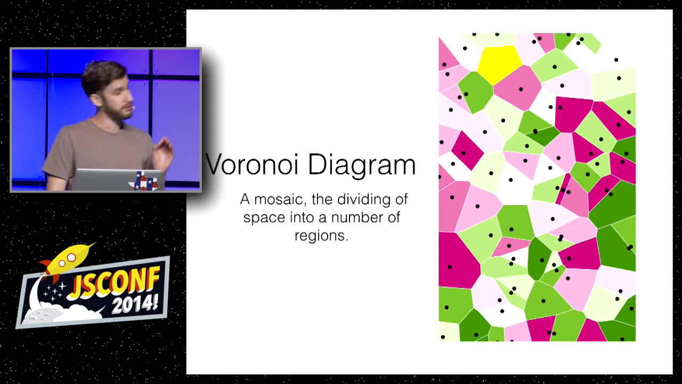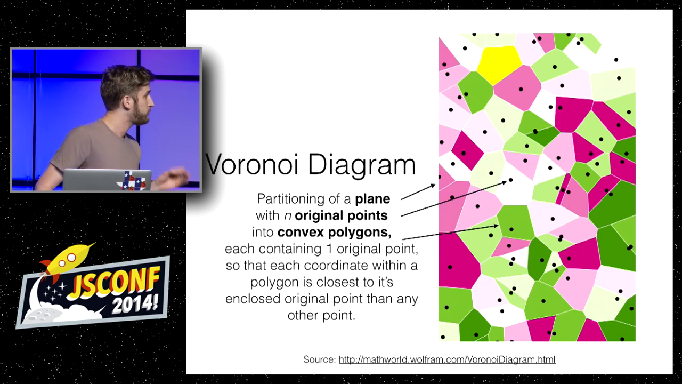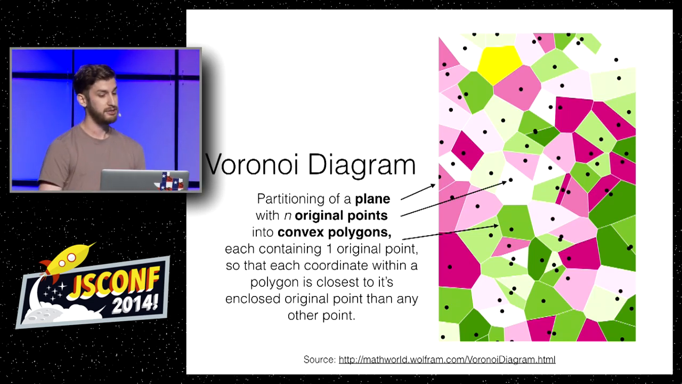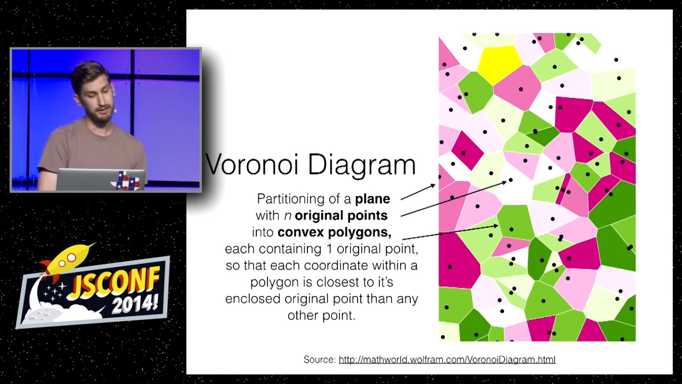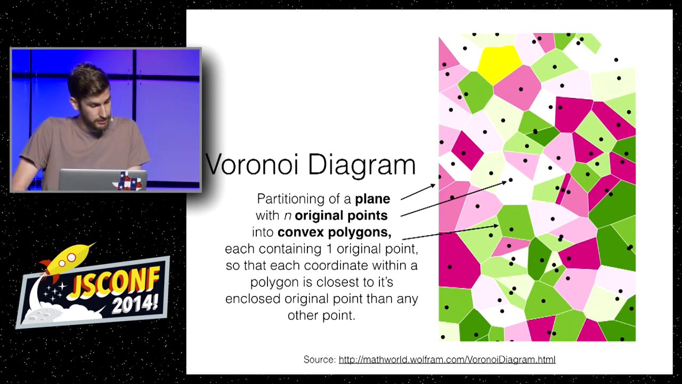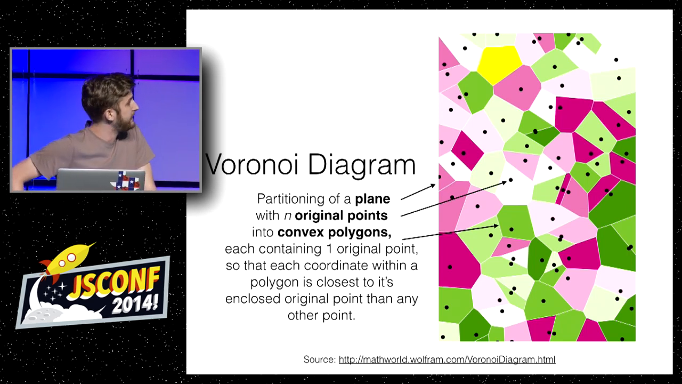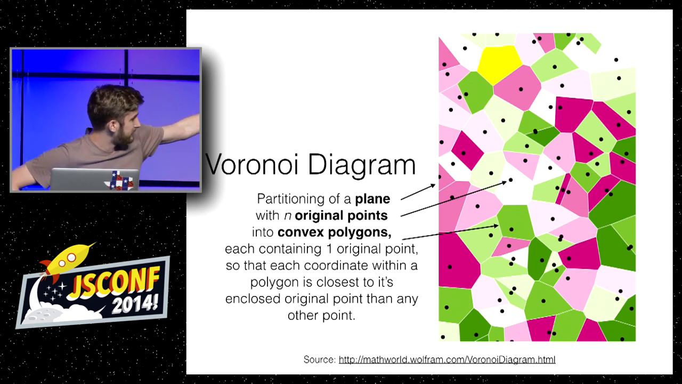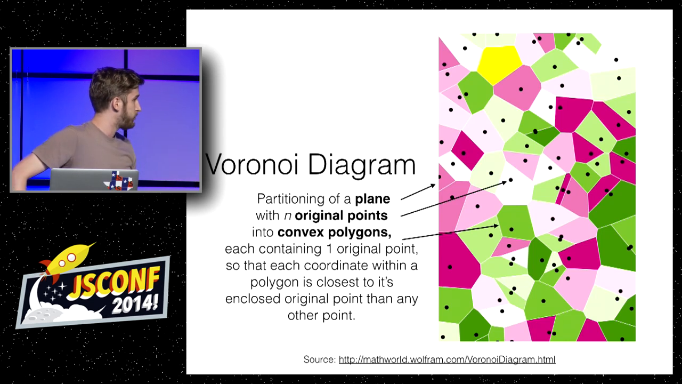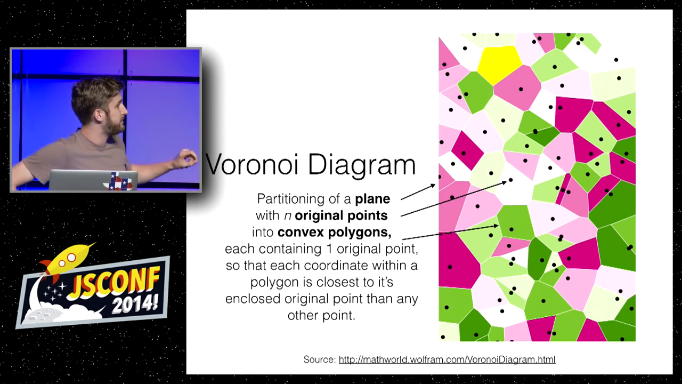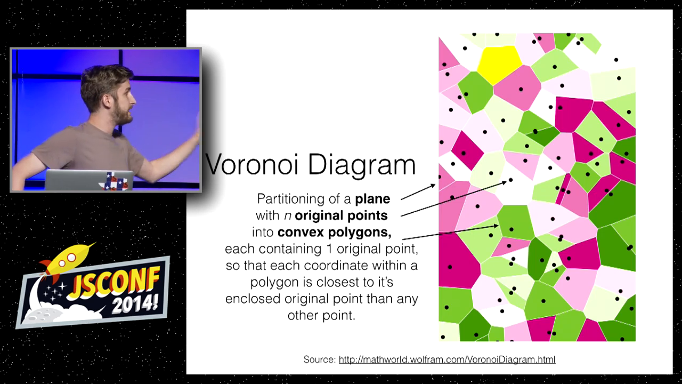And I want to jump in and show you the computer science definition of a Voronoi diagram. So it's the partitioning of a plane with n original points into convex polygons, each containing one original point, so that each coordinate within a polygon is closest to its enclosed original point than any other point. So what that means is we have this very dark pink purple on the left-hand side towards the bottom, one of the bigger polygons. Every pixel in that particular shape is closest to the black dot that's also in that shape than any other black dot.